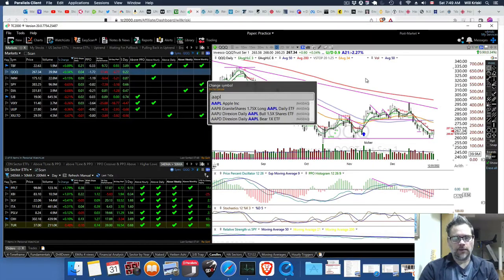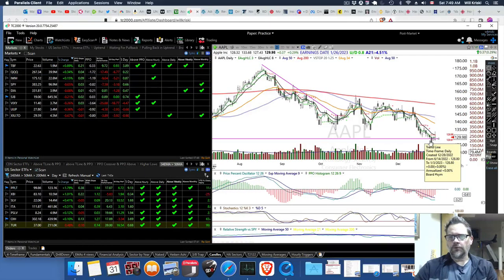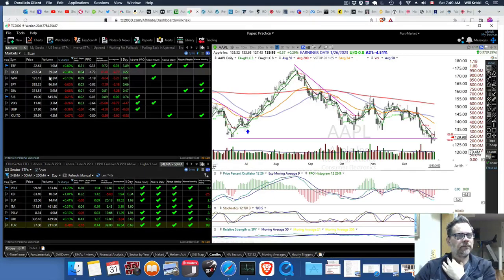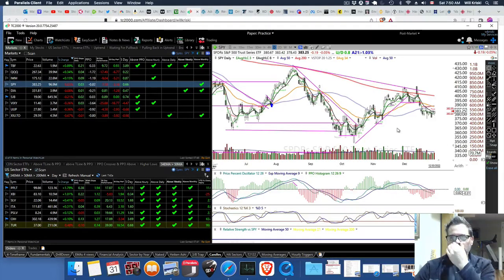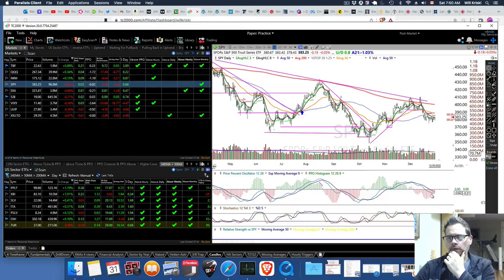I can just type in AAPL here. We kind of broke through that support, and then we're just hanging right around that point right now. So we'll see if it can sustain itself. But if we look at S&P, similar situation, bounced off that recent support. It is curling around a bit, and so we'll see if this reverses in the new year. But the chart doesn't look great right now.